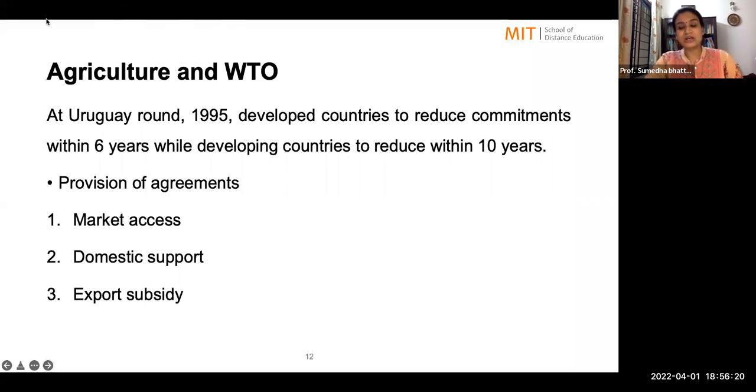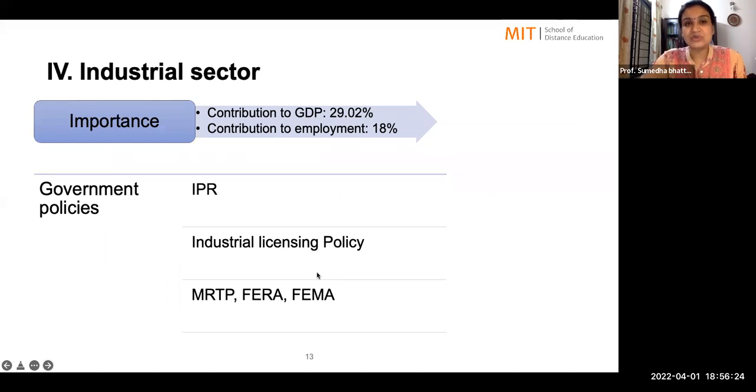That is module 4. So we come to the industrial sector. If we look at the industrial sector, its contribution to GDP is not very satisfactory. It is 29%. And more disappointing is its contribution to employment, which is a meager 18%.